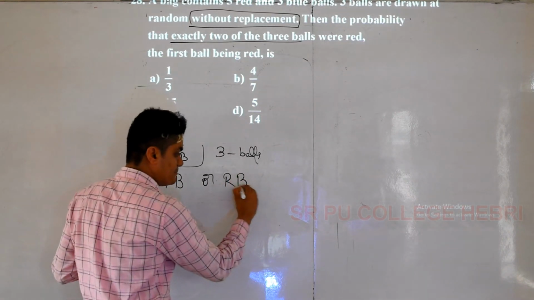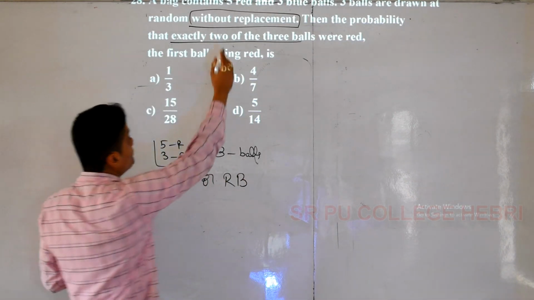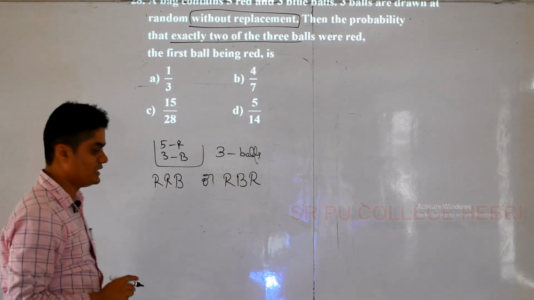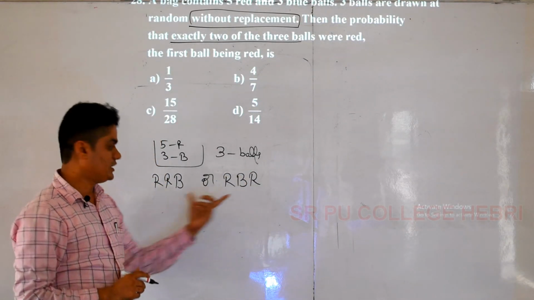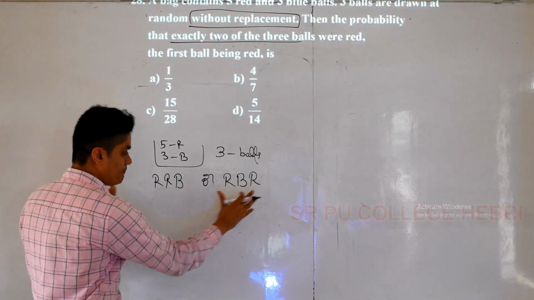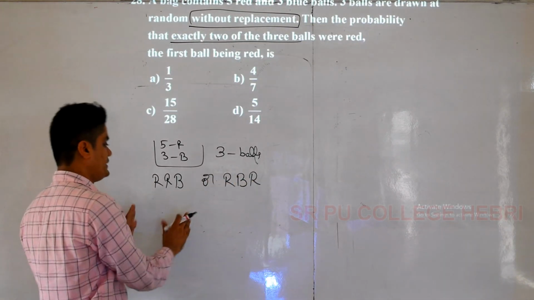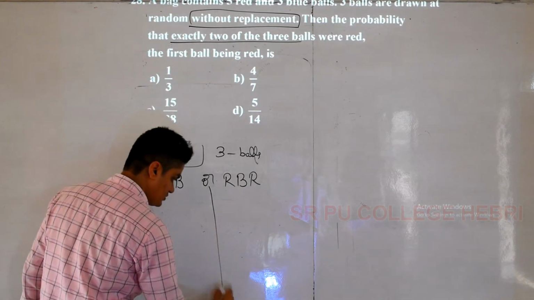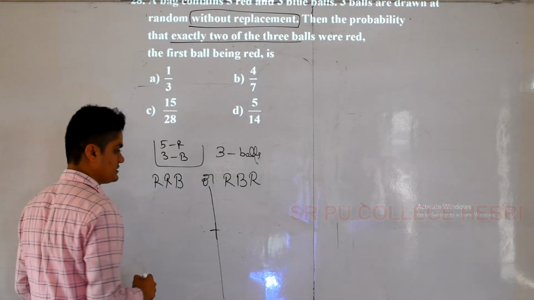Second ball can be blue, and 2 balls should be red, so once again you will get red. So either this or this. Now we have to find out how many different possibilities there are. What is the probability of RRB and RBR? See, after R comes, plus, so you have to take them separately and add for the final answer.